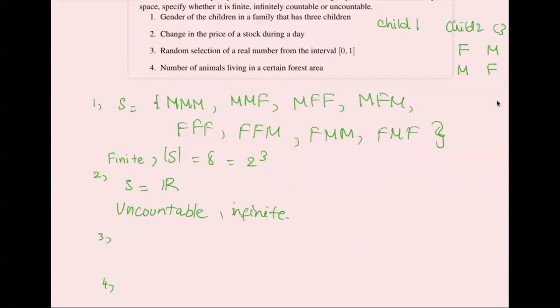Random selection of a real number from the interval. What would be the sample space? And is it infinite, finite, countable or not? S is equal to 2. Remember that this is an interval, so it contains numbers like 0.55. I think what you were having in mind is something like this, then there is a set of two elements, 0 and 1.